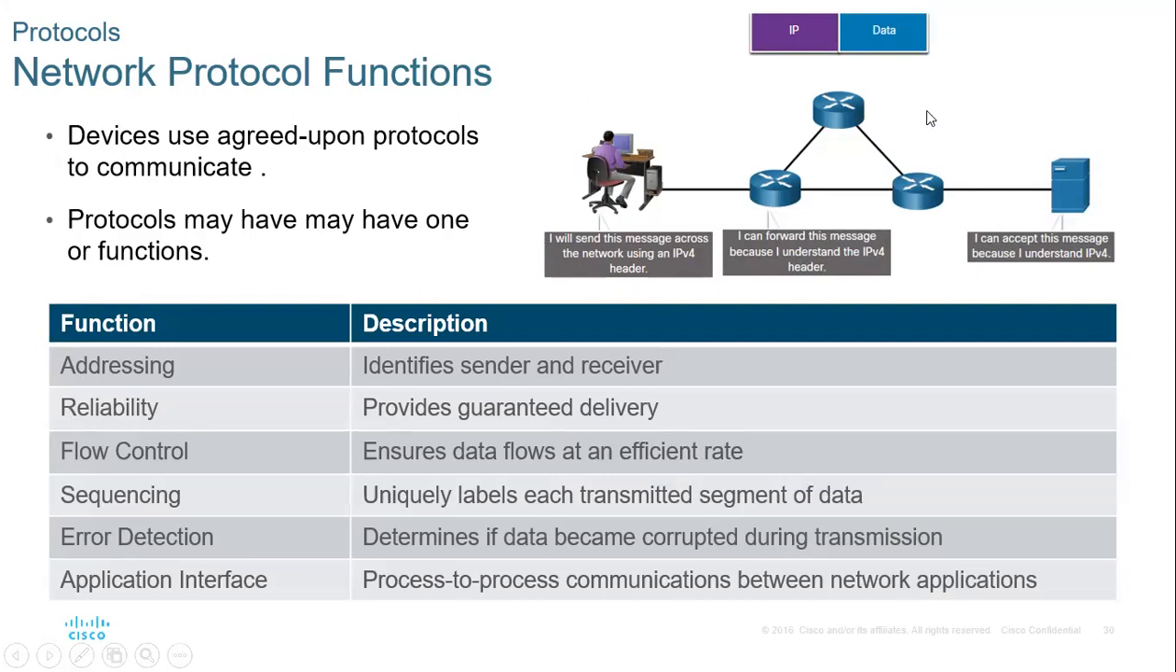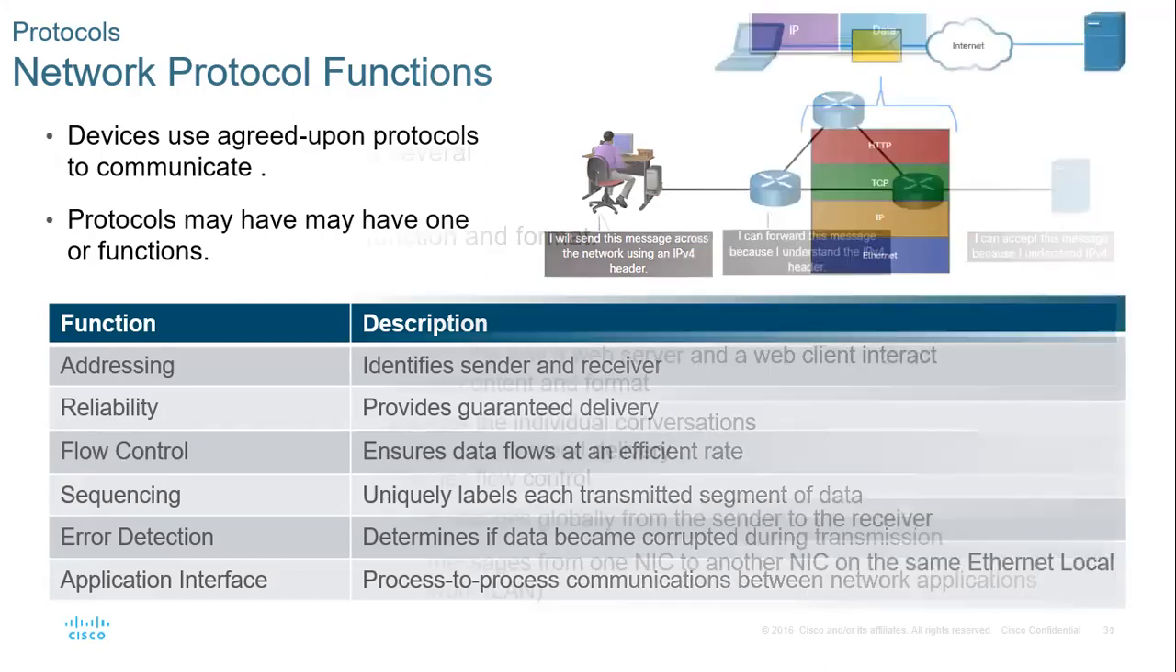Like this is a network where I will send the message across the network using an IPv4 header. Next, I can forward this message because I understand the IPv4 header. I can accept this message because I understand IPv4. This is the server saying, this is the router saying, this is the sender sending this message. So devices use an agreed upon protocol to communicate. A protocol may have more than one function, which I described below.